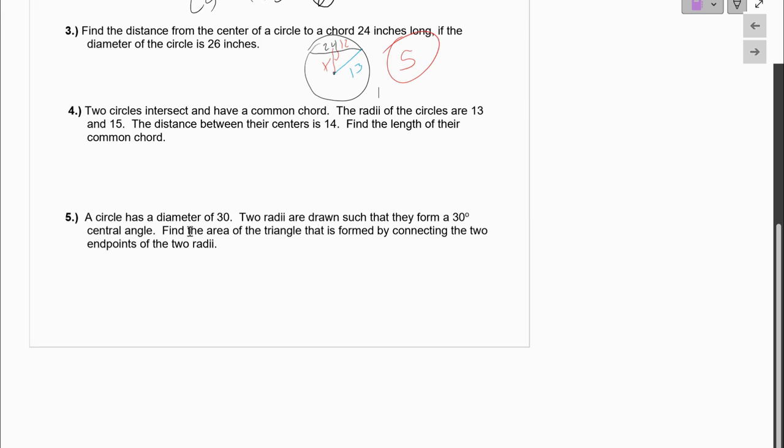All right, number 4. Two circles intersect and have a common chord. Very similar to the one we did earlier. So we got one circle, two circles, common chord.